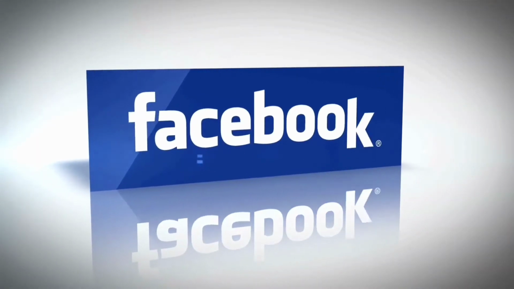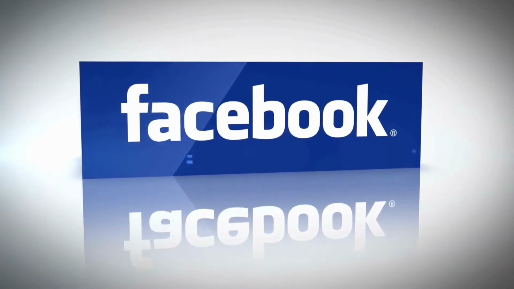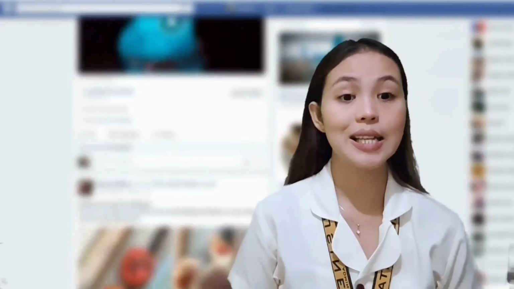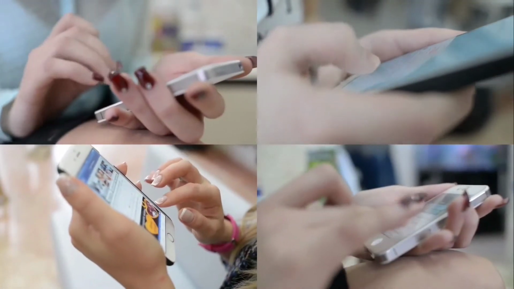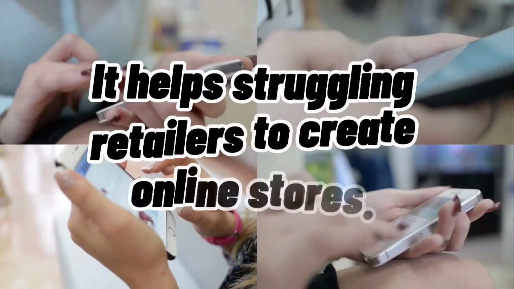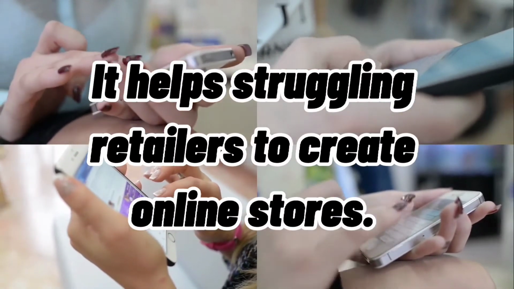Social media create an easy way to reach and influence your own unique niche shopper base. Merchants can easily set up shops on Facebook, customize links, and display products. Facebook helps struggling retailers create online stores.